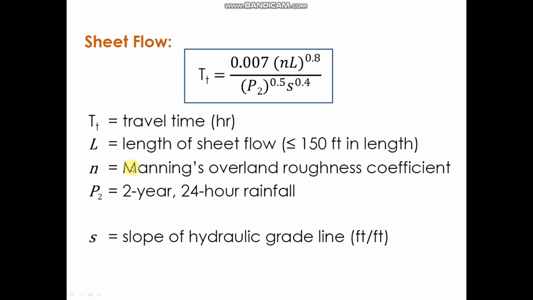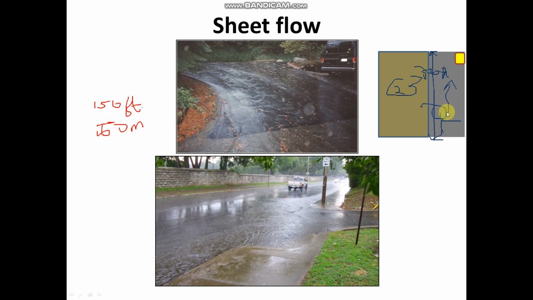Okay, and the N is the Manning's overland roughness coefficient. So here you have to consider the weighted Manning's roughness. In this case, it is traveling partly on the road, which is an asphaltic road, and partly on the land parcels. In that case, we have to consider the weighted Manning's roughness coefficient.